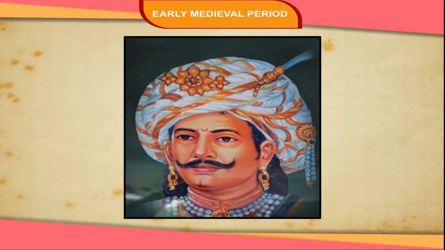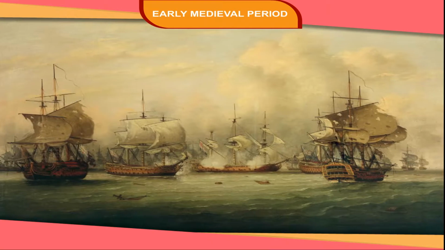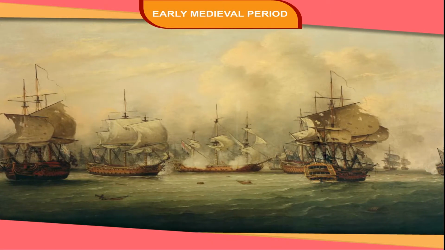Rajaraja I. The golden era of Chola Empire started with the accession of Rajaraja I to the throne. He established control over large parts of Deccan and South India by defeating the Pandyas, the Chalukyas, and the Cheras. He built a powerful navy and conquered northern Sri Lanka and established control over Lakshadweep and the Maldives.